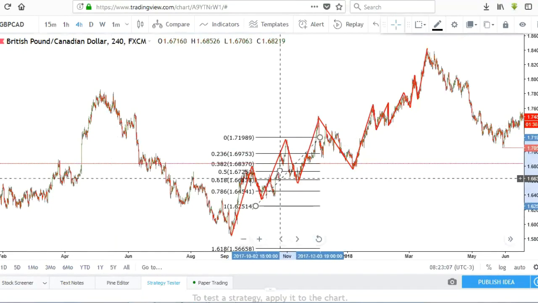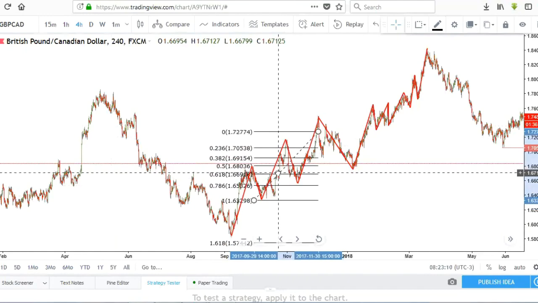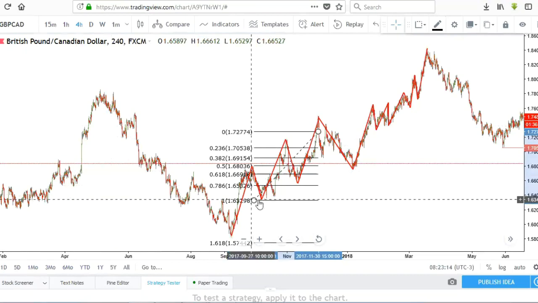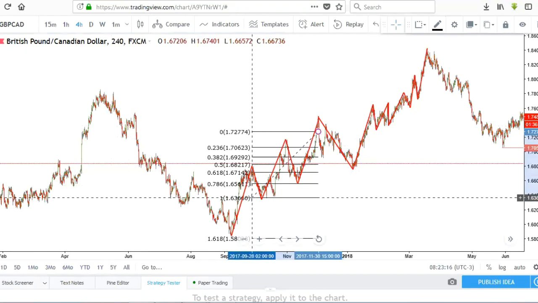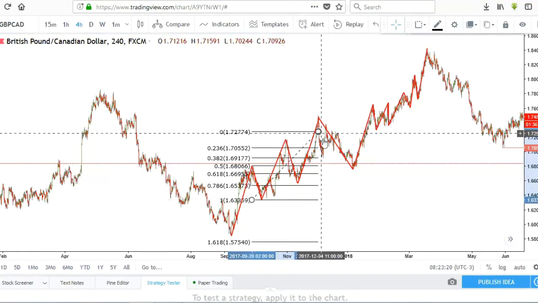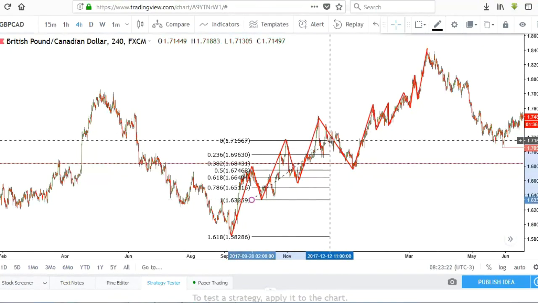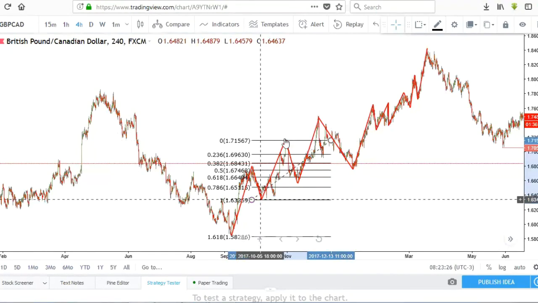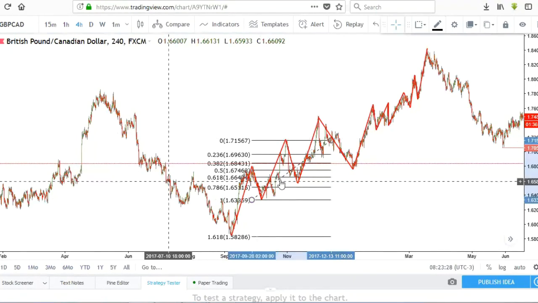Okay, let's put it here at the low. The 100% should be at the low, right at the low. And this one here, right there at the high. The low, the high. See where it came and retraced exactly at the 61.8.